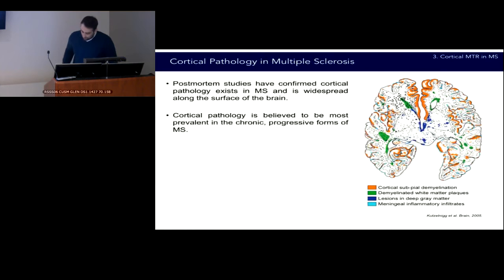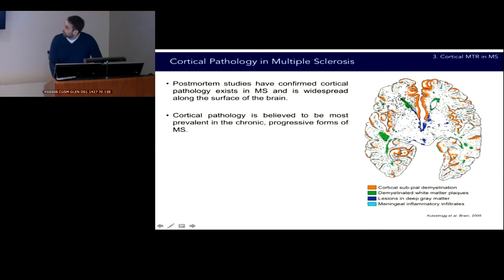And in this sort of landmark study in 2005, Alexandra Kutzelnig identified that in progressive MS patients, a large swath of the cortical gray matter is demyelinated in MS, and this was not previously appreciated, certainly not from an MRI standpoint, and that this demyelination appears to spread along multiple sulci and gyri in this sort of wave-like pattern.